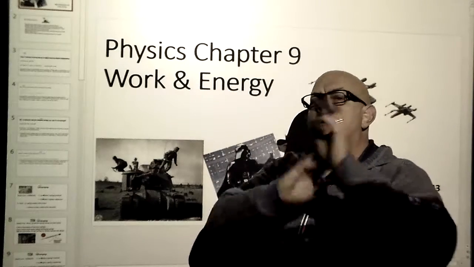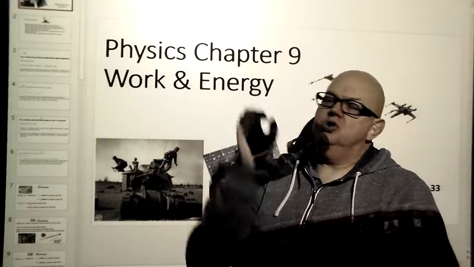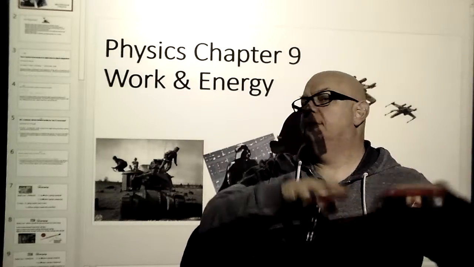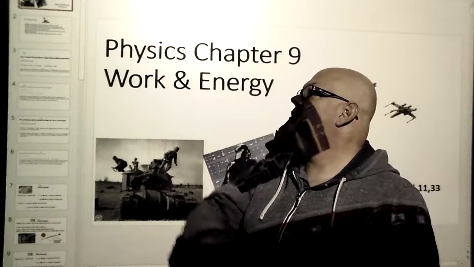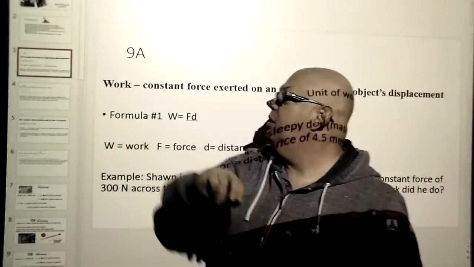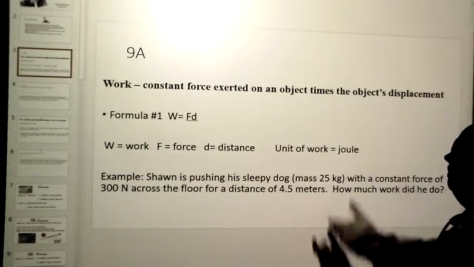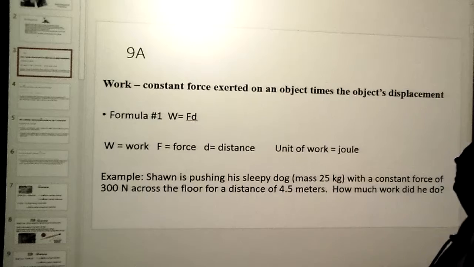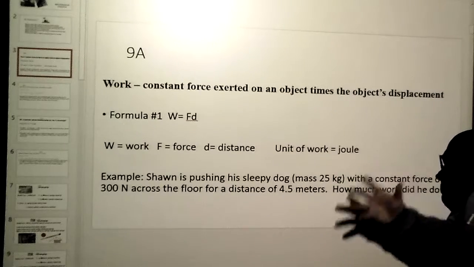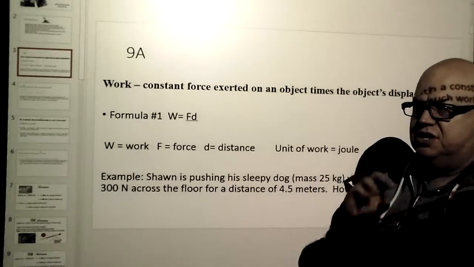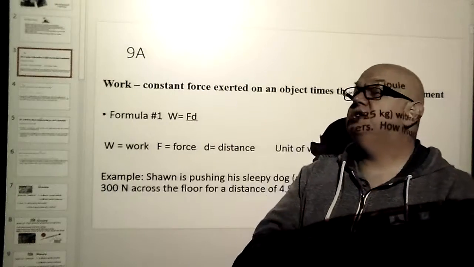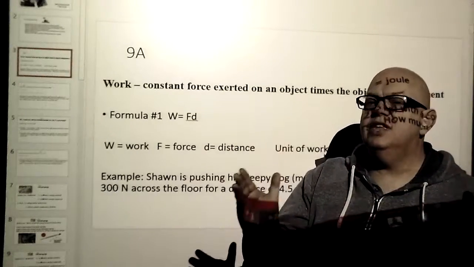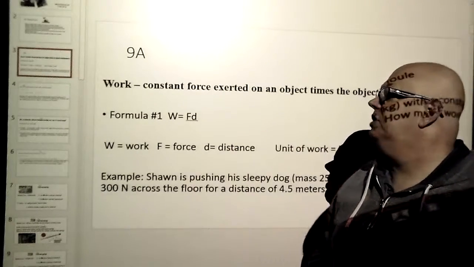Part 2. Okay, this is Physics Chapter 9, Work and Energy. I'm not going to finish off the entire chapter, but we're going to cover some main things here. So when we look at the idea of work, it's a constant force exerted on an object, times the object's displacement. Now when we talk about displacement, think distance. How much distance did the object move?